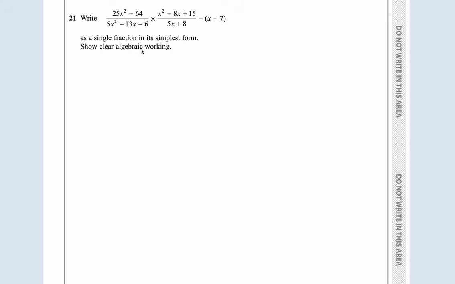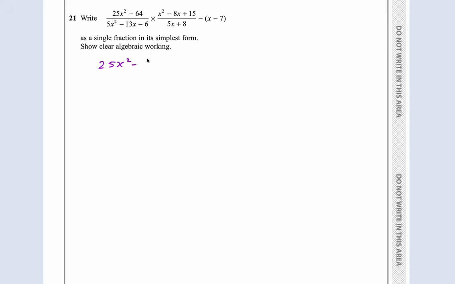Write it as a single fraction, showing clear algebraic working. Right, so guys, he wants us to factorize everything. So I'm going to do all the different parts, factorize them. So let's start with this one.